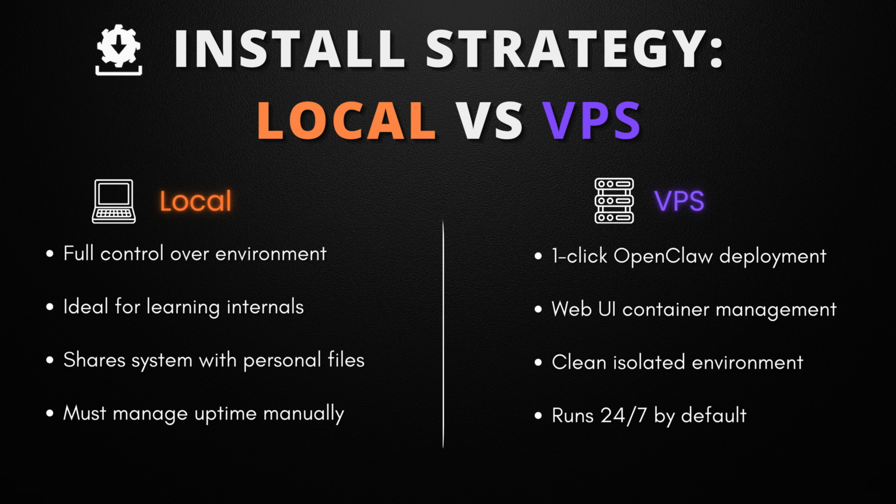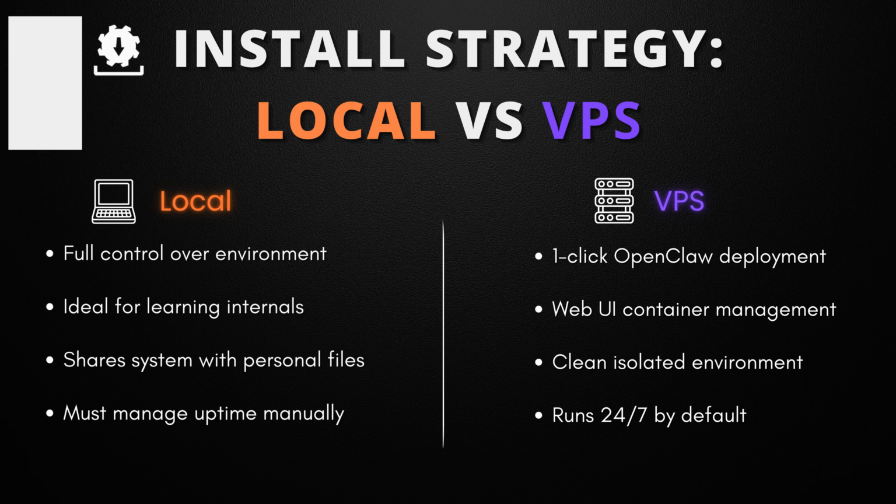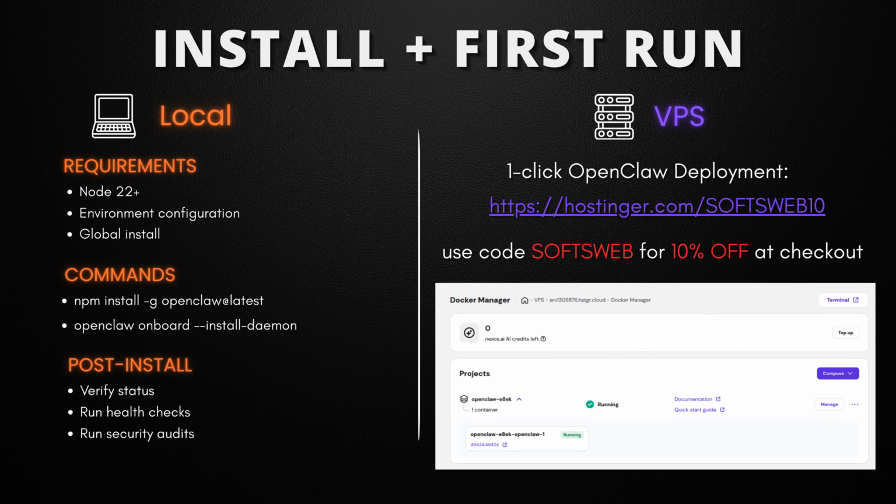No manual Docker orchestration, no babysitting processes, it just runs. Now let's talk about the actual installation process, because this is where the experience starts to differ significantly depending on where you deploy. If you're running locally, you'll need Node version 22 or higher, then install OpenClaw globally and run onboarding with the daemon flag. That daemon flag installs the gateway as a background service, meaning it starts automatically on boot and keeps running without you keeping a terminal open. After that, you verify status, check health, and run security audits to make sure everything is configured correctly. It's not complicated, but it does require you to manage the environment properly.